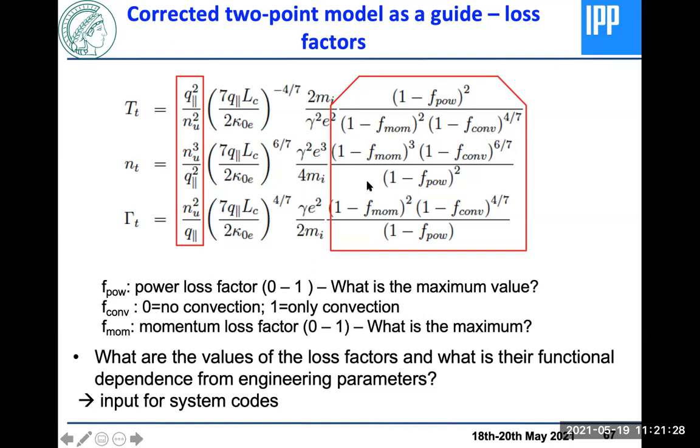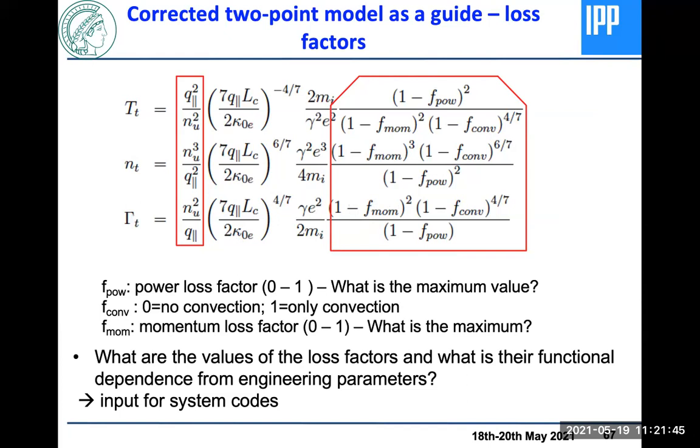And you can see that these are all corrections. So you can reduce the particle flux to the target, if we just look at this, by increasing the momentum loss. So if momentum loss is 1, this thing here is 0, the particle flux is 0.